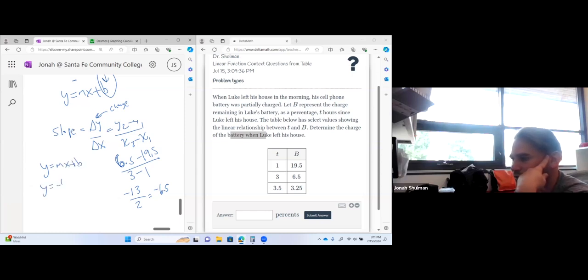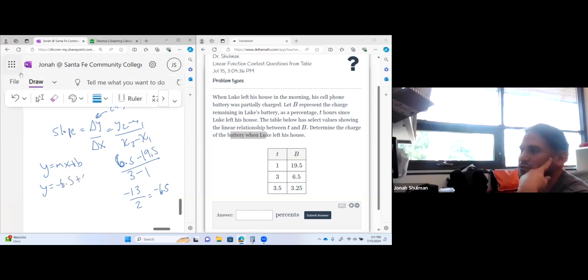Yes, it's negative 6.5 plus, sorry, that just looks too ugly, even for my sloppy standards. So it's negative 6.5 x plus b. But we need the intercept, but we can pick any point we want. Let's use the 3 and the 6.5.